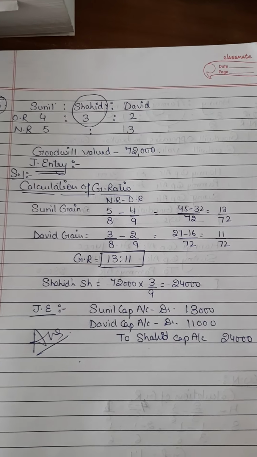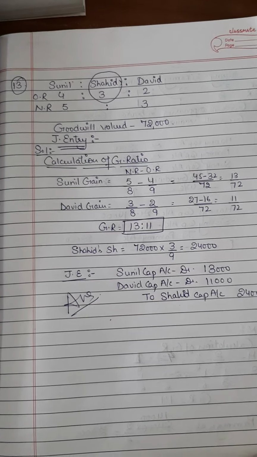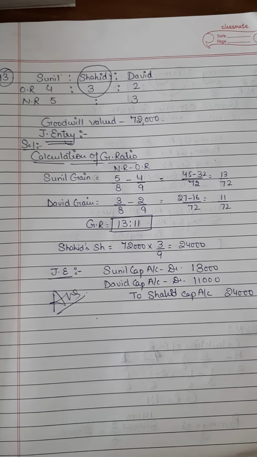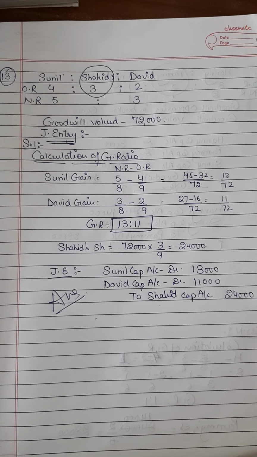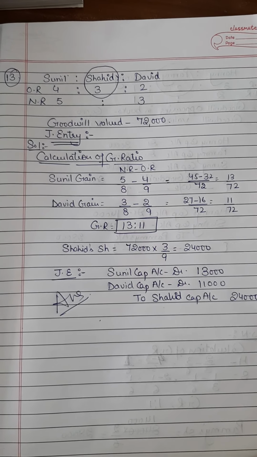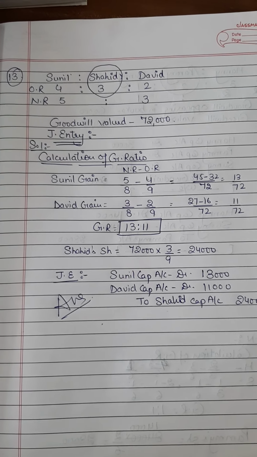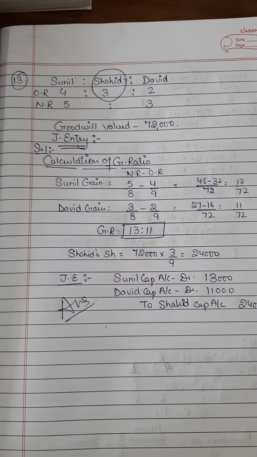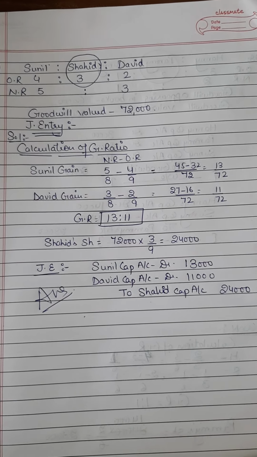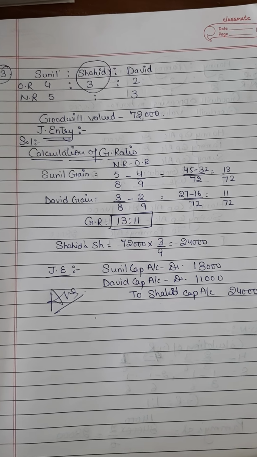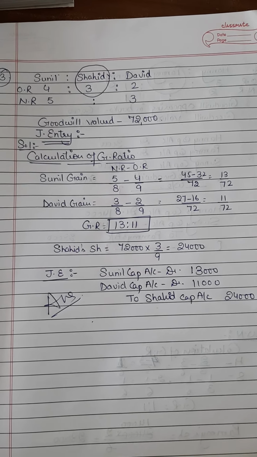As today we have done one example that is related to question number 13. Sunil, Shahid and David are three partners. They are sharing in the ratio of 4:3:2. Goodwill valued at the time of Shahid's retirement. It means that Shahid wants to retire from the firm. At the time of Shahid's retirement, the goodwill is valued at 72,000. And now Sunil and David in future want to share the profit in the ratio of 5:3.